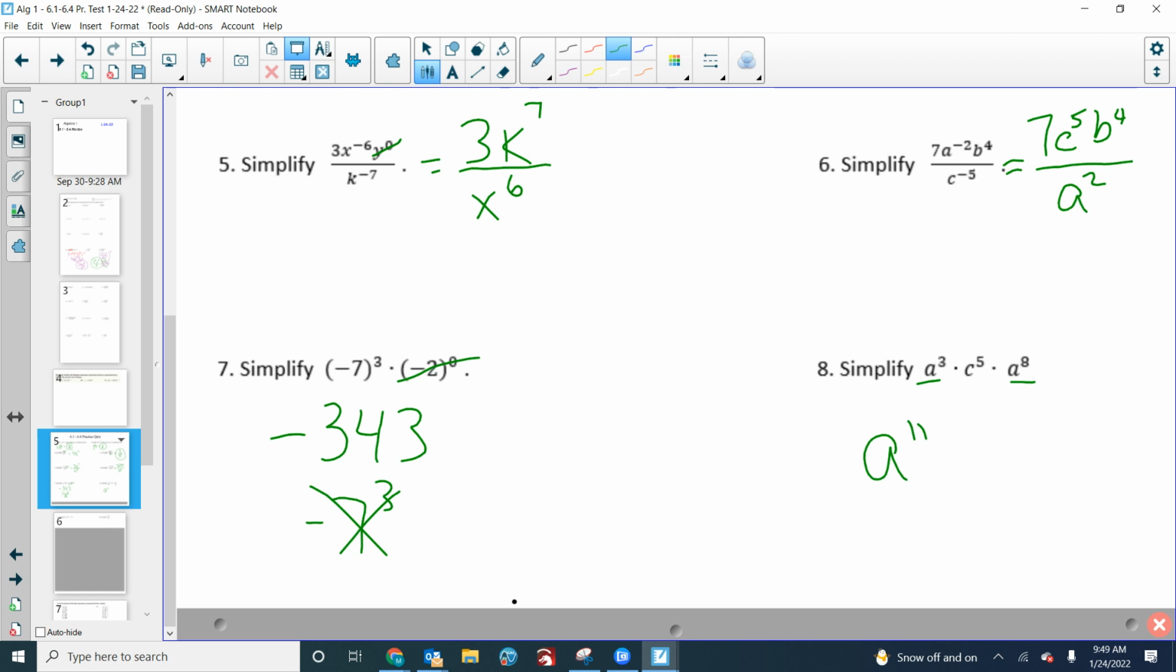Am I done? Well, with A's and C just be alone. So what do I write? A to 11, would it be times or? I don't know. Do you see an addition or subtraction? Yeah, times. I would drop the dot. You don't have to. If you want to put the dot there, you can. It's still the same answer. All right. I wouldn't write the dot.